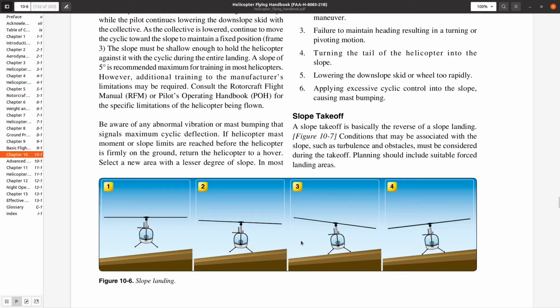Okay, so once you've gotten that skid down, you want to very slowly drop the collective while simultaneously pushing into your hill. See how the rotor is tilted? And once you're fully down, then and only then do you neutralize the controls. And of course, drop the collective all the way down.